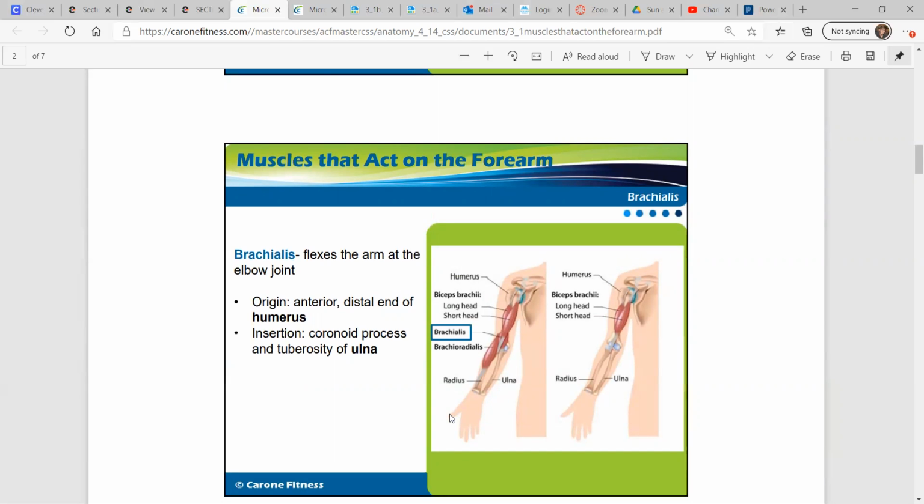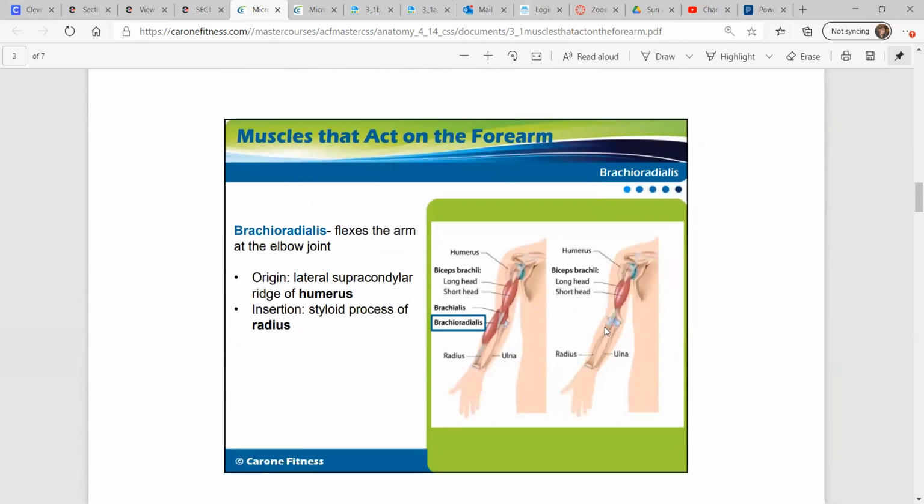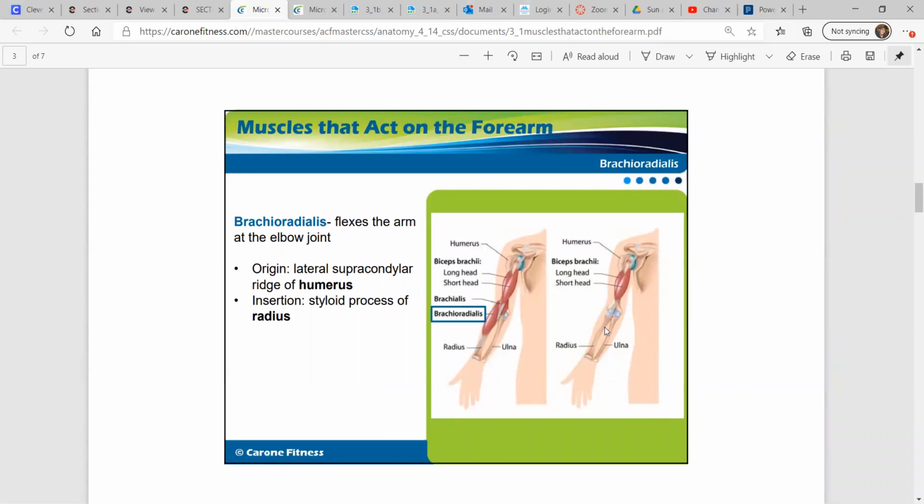And the brachialis flexes the arm at the elbow joint. And that origin is at the anterior distal end of the humerus. It's a little lower down on your arm. The insertion is at the tuberosity of the ulna, right there. And the brachioradialis flexes the arm at the elbow joint. Its origin is at the lateral supracondylar ridge of the humerus, and the insertion is the styloid process of the radius. So think radialis, radius for the insertion.